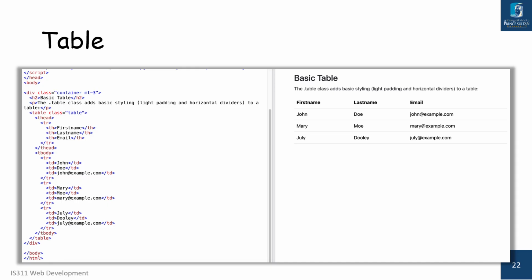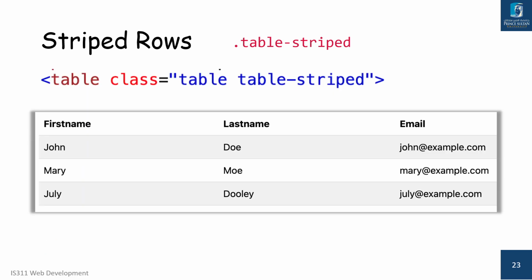But when I put class equal to table inside this tag here, then it automatically applies the style from Bootstrap, and the table will look like this, which is a basic table. We also have a table like this: table class is equal to table.